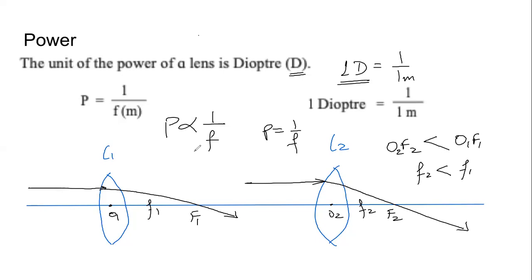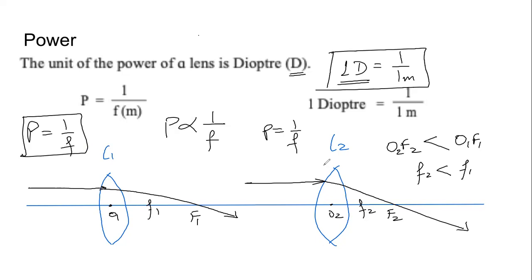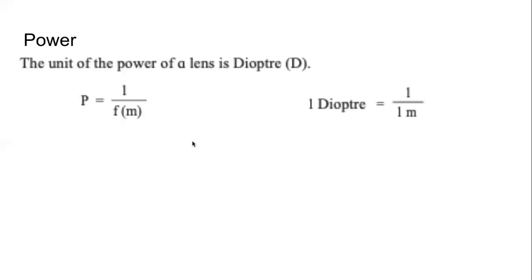This is the relationship. So simply speaking, P equals 1 by F. This is the formula. With units, we can say 1 diopter equals 1 by 1 meter. So to calculate power, we will need to know the focal length of the lens. If I say find the power of a lens whose focal length is 10 meters.